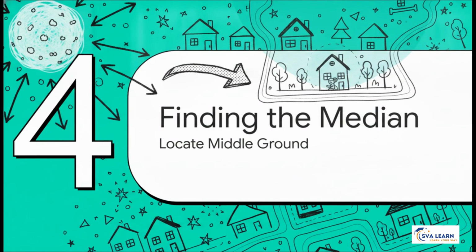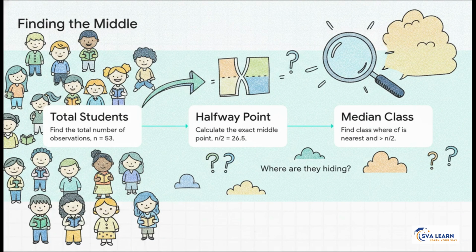Moving on to Section 4, Finding the Median, Locating the Middle Ground. Okay, now that our snowball contains all our data, we can use it to pinpoint the median class, the exact neighborhood where our middle student is hiding out.